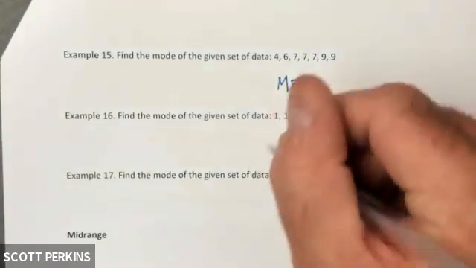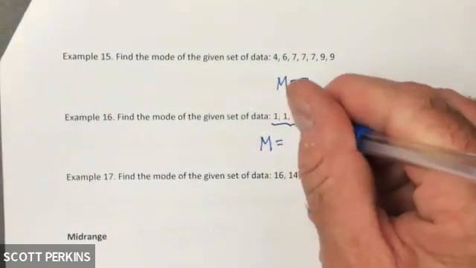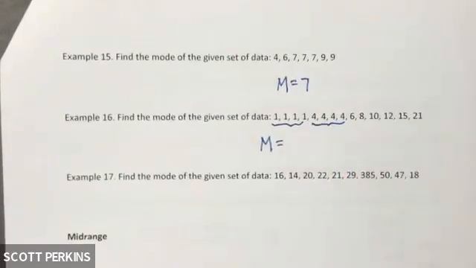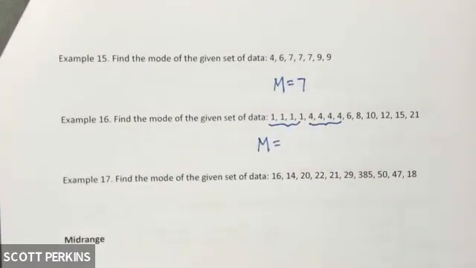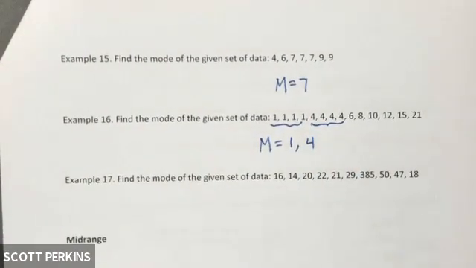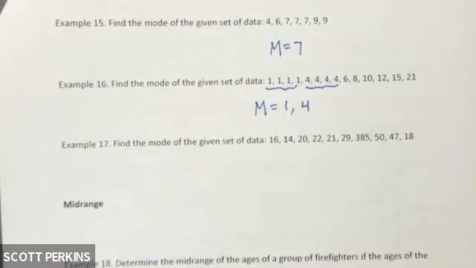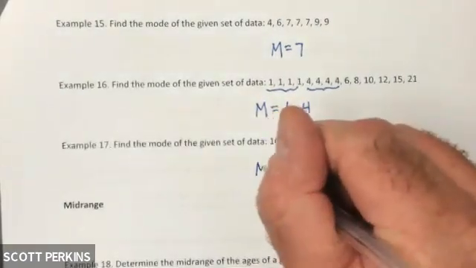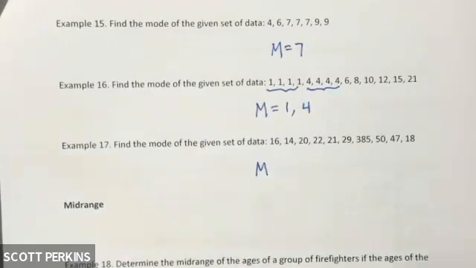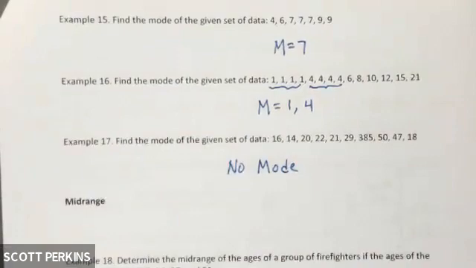Example 16, is there a value that occurs more than all the others? Yeah, 1 and 4. We have 4 1s, we have 4 4s, nothing else repeats 4 times, so this is bimodal, 1 and 4, great. And then lastly, example 17. Is there a value that happens more than anything else in this one? No, nothing repeats, so this is no mode. Excellent.